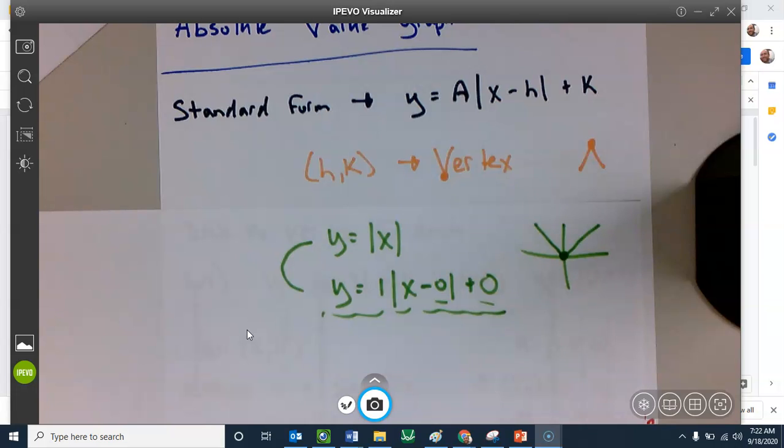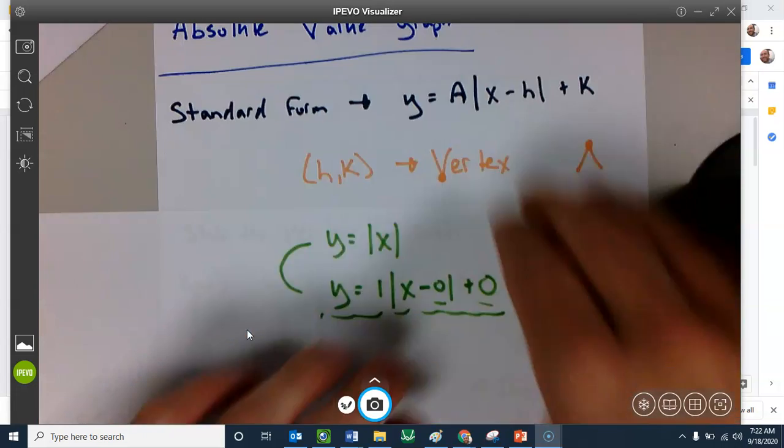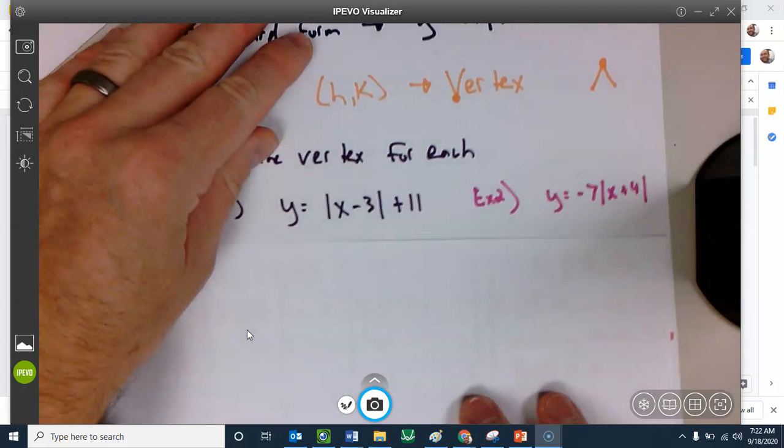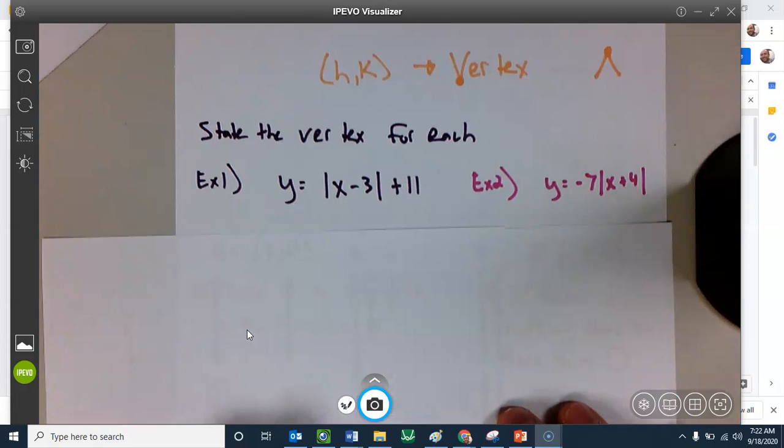Okay, and we have our vertex. So let's practice one. Hit pause for a second, come up with something, write it down somewhere. y equals the absolute value of x minus 3 plus 11. And then y equals negative 7 times the absolute value of x plus 4. Hit pause and bring it on back.